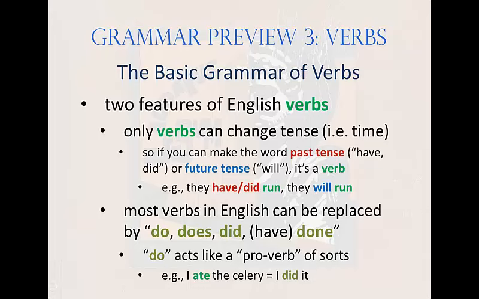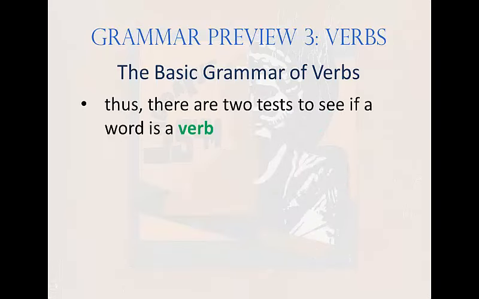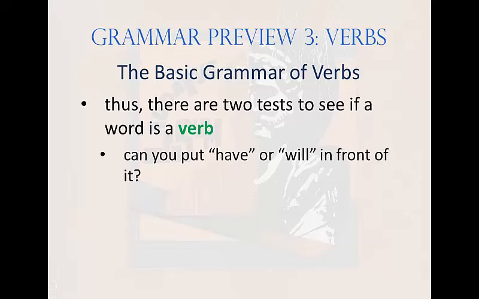If did can replace ate, then ate must be a verb that makes sense as long as you're in a context where your reader or listener understands that did or did it means ate the celery, that is. So, the upshot is, there are 2 tests to see if an English word is a verb. One, if you can put tense markers like have, did, or will in front of it, and it makes sense, it has to be a verb. Will go or did go makes sense because go is a verb. Will cucumber doesn't make sense because cucumber is a noun, and nouns don't change tense.